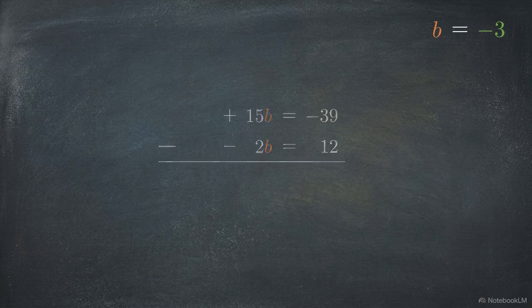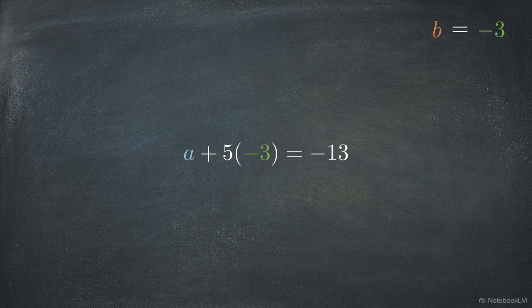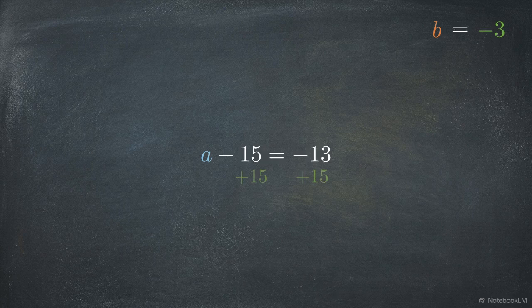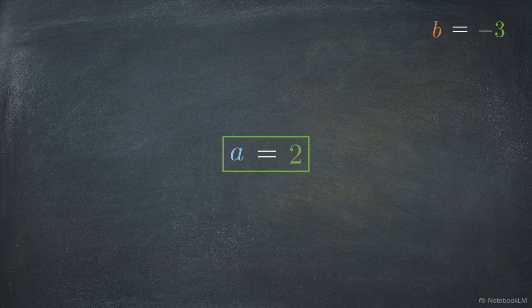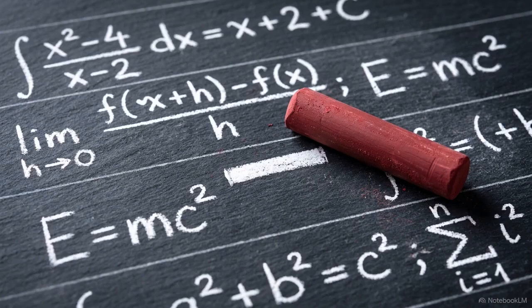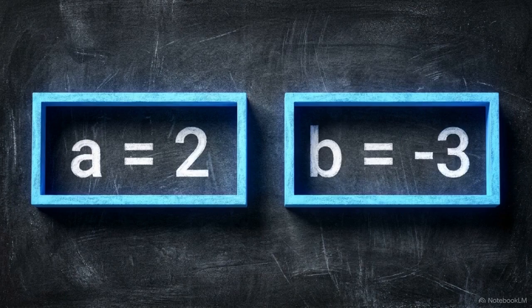To find a, we take that negative 3 and plug it right back into our simplest original equation. A plus 5b equals negative 13. 5 times negative 3 is negative 15. We add 15 to both sides to balance it out, leaving us with a equals 2. Accurate algebra relies entirely on aggressive sign management during these exact subtraction moments. We have our variables. A is 2 and b is negative 3.